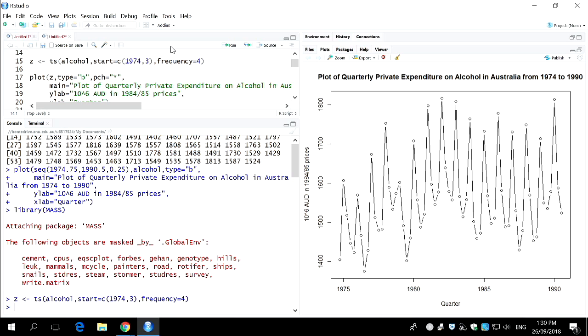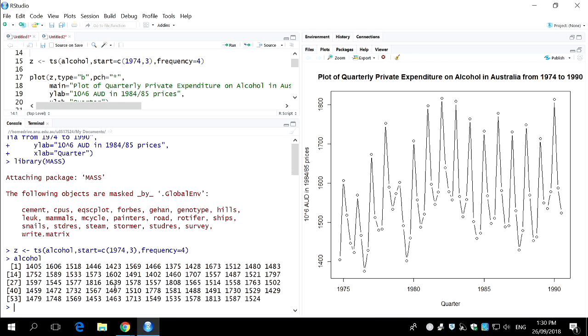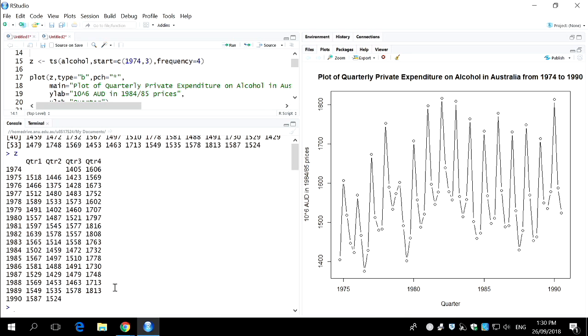Now, the reason that we turn this thing into a time series object is that once R knows that it's a time series object, look at how it displays it. If I just type alcohol, I just get the big vector of all the alcohol values, right? If I type Z, because Z's a time series, look how it sets it out. It sets it out by quarter and by year. So it's really obvious what's going on. 1974, third quarter, value's 1405. Then it goes up to 1606, 1518. And then it goes along each year, okay, until you run out of data.